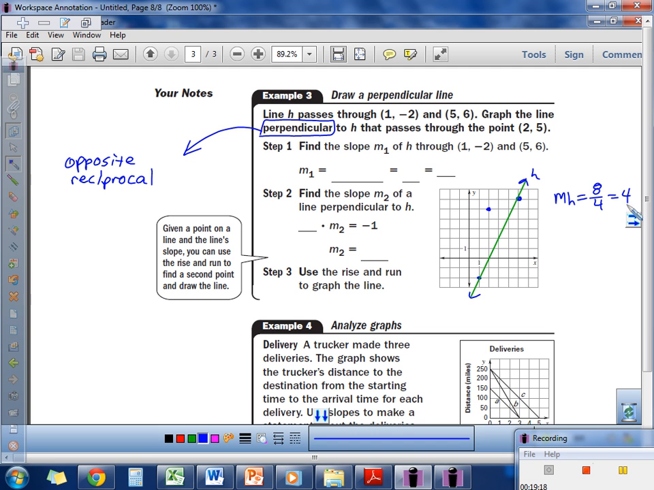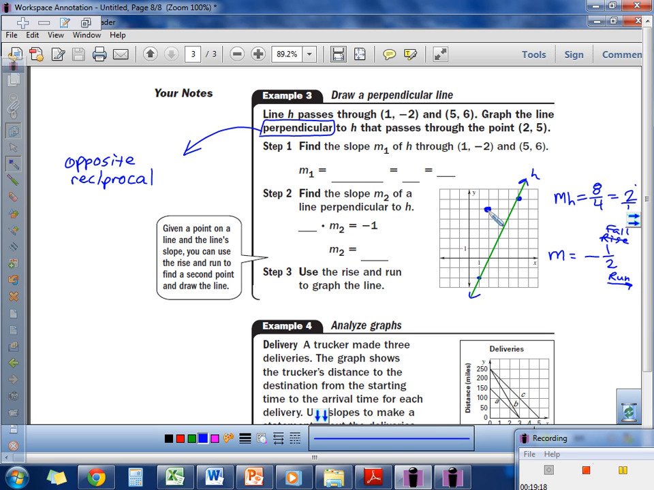Opposite means change the sign. So it's positive here, it's going to be negative now. And this is 4 over 1, so I flip it to 1 over 4. Now, I use this new slope in conjunction with this other point. This is telling me this is my rise and this is my run. The problem is, whenever it's a negative, instead of rising, we actually fall and then run to the right.